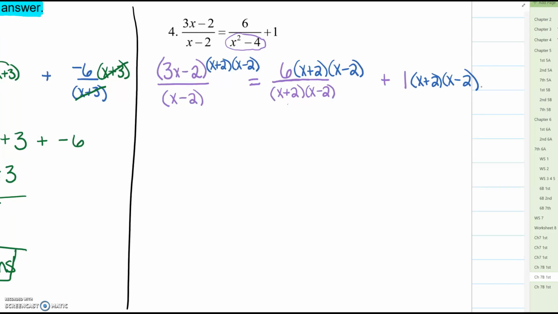Okay. You ready to destroy the fractions? In our first term, the x minus 2 will cancel, and you're left with 3x minus 2 times x plus 2. In our next step, we will have to double distribute or FOIL that. After the equal sign, what is going to cancel? X plus 2 cancels. X minus 2 cancels. What are we left with? 6.